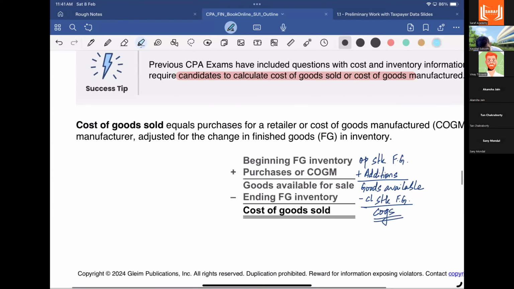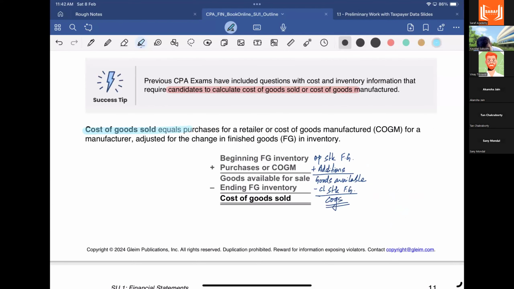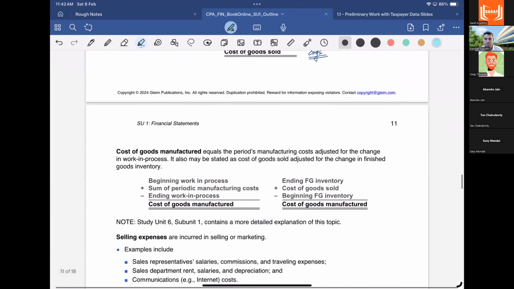That is cost of goods sold. Cost of goods sold is referring to what the purchase is for a retailer, or the cost of goods manufactured for a manufacturer adjusted for the change in the finished goods inventory, right? Very simple and easy to understand.